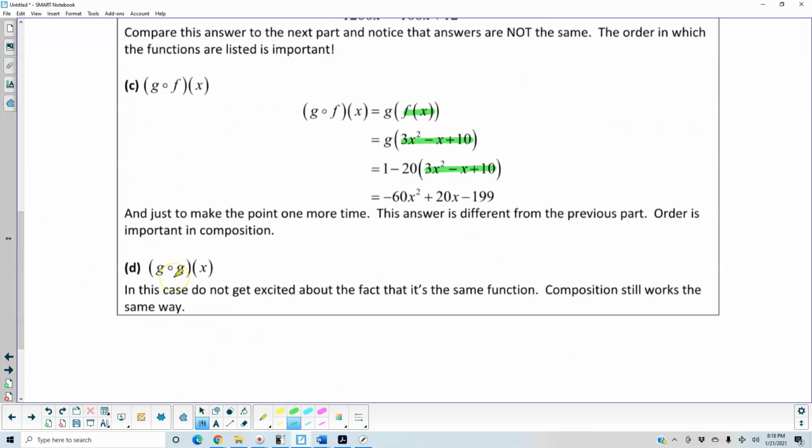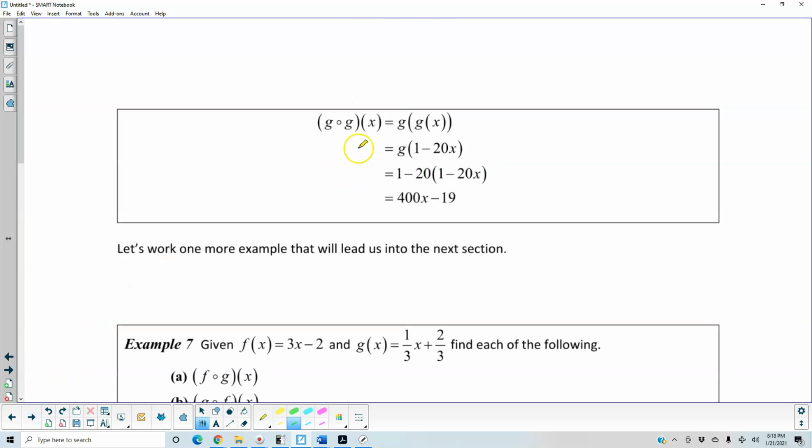In part D, g of g of x, in this case, do not get excited about the fact that it's the same function. Composition still works the same way. So we have g of g of x. Now remember that g of x is 1 minus 20x. And we're going to plug that into x for the function g. So it becomes 1 minus 20 times 1 minus 20x. If we distribute the negative 20, then we get the result 400x minus 19.